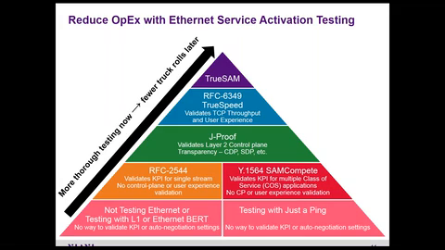So that includes talking about testing with RFC 2544 or Y.1564 to validate KPIs for Ethernet and IP layer traffic, testing layer 2 control plane transparency with J-Proof, and testing RFC 6349 TrueSpeed to validate TCP performance. So this is really a holistic set of tests that we're encouraging our customers to take advantage of, and with that, I'll turn it over to my colleague Barry to talk about some of the key measurements in service activation testing and 1564 and 2544 protocols.